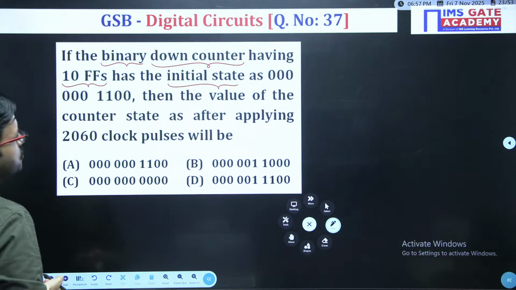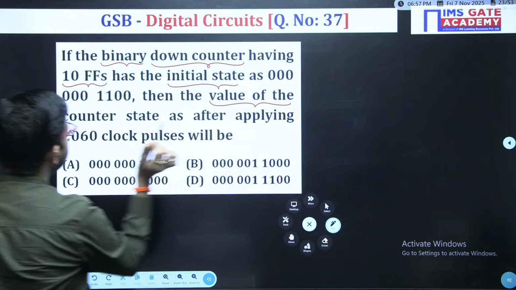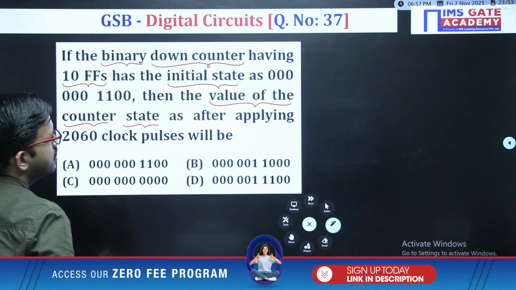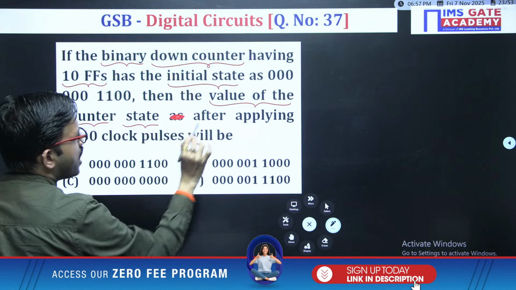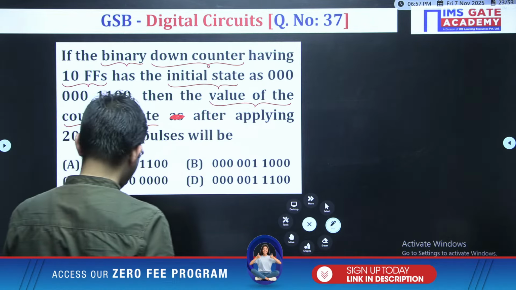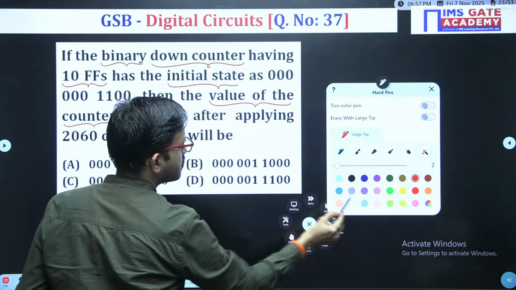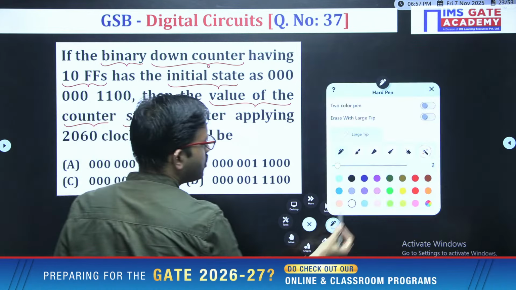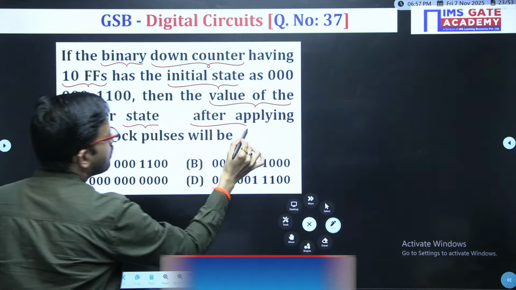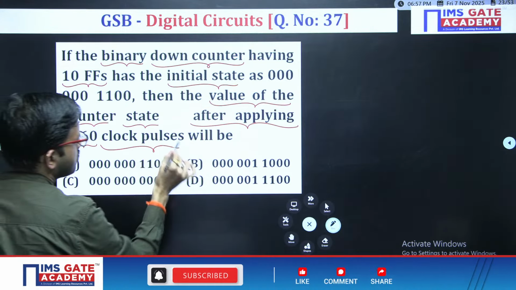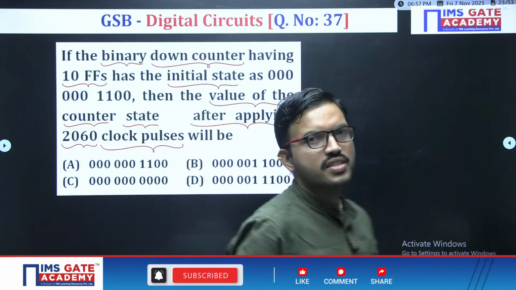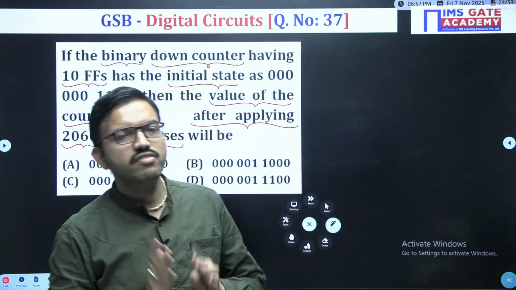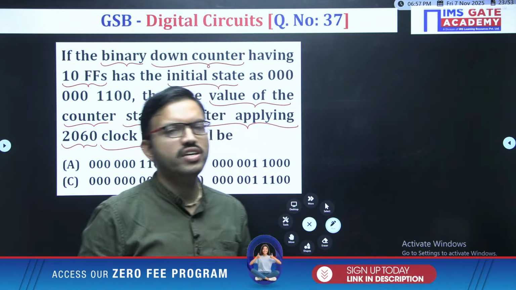Now, what is the question? The value of the counter state after applying 2060 clock pulses. Very simple: whenever you get such questions, first of all, for the given counter or sequential circuit, you have to find out the mod value.